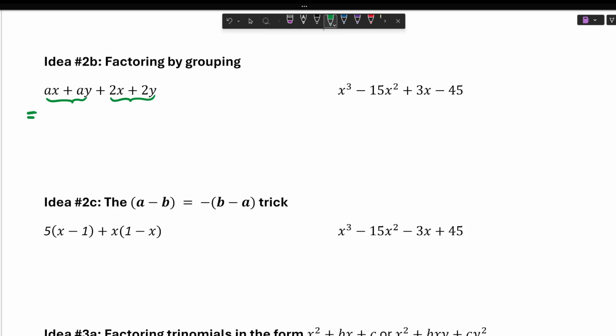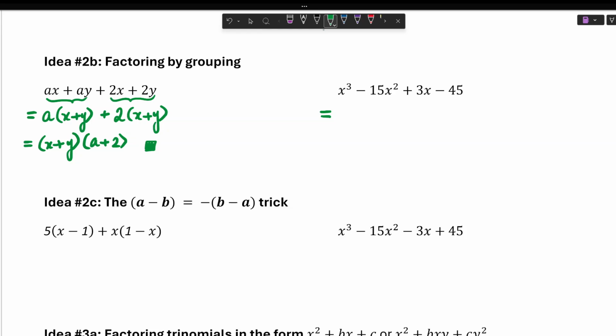So the first one, you'll see a is a common factor, so you get left with x plus y. And the second pair, you have 2 as a common factor, so again, you get left with x plus y. And conveniently, now we have a binomial common factor. That's kind of the whole point. So let's factor that out. Finally, we get a plus 2 left over, and that's our factoring. Let's do the next example.